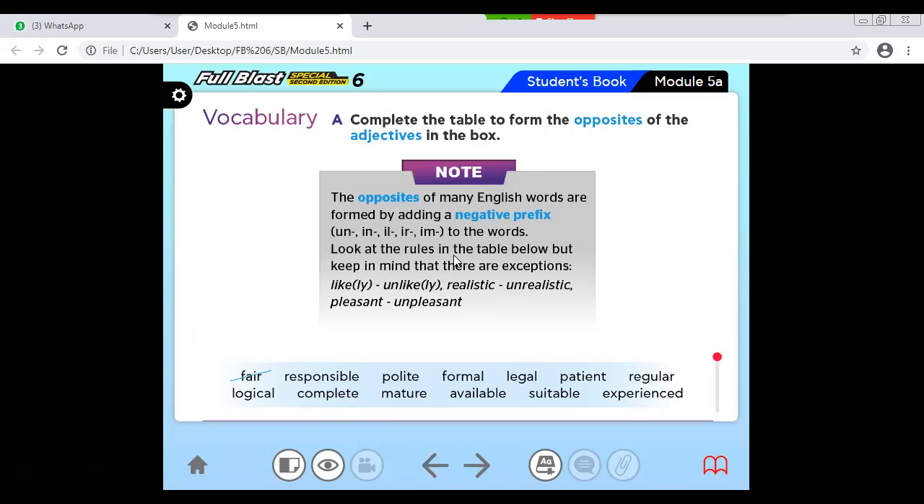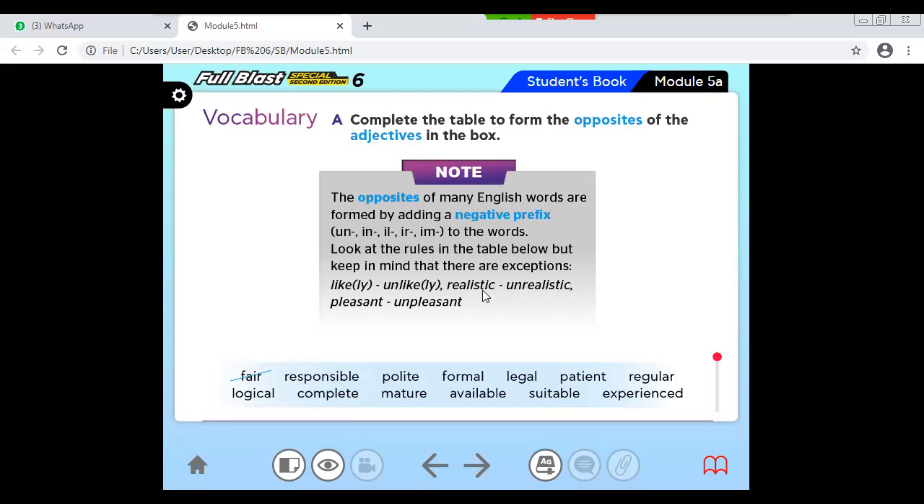Look at the rules in the table. We have rules. Some words take il, others take ir, and so on. But keep in mind that there are exceptions. Exceptions means words that don't go with the rule. Like the opposite of like is unlike. To be similar, the opposite of like is unlike. Or likely. Likely means probably going to happen. Okay, the opposite of likely is unlikely. Realistic, to be real or to feel real. The opposite of realistic is unrealistic.